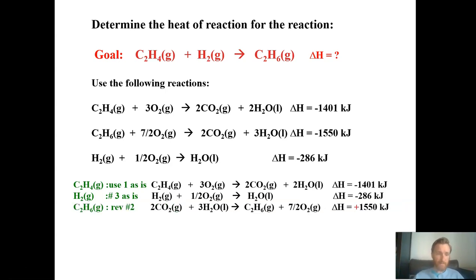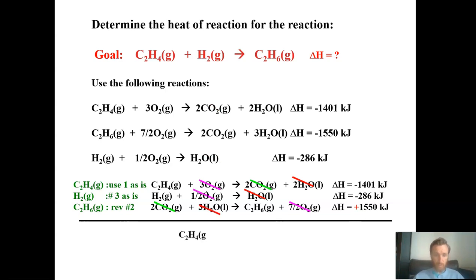And the ethane, we're going to reverse number 2, because we need that ethane on the product side. When we do that, we just need to reverse that sign and make it positive. Coefficients are good. We're going to do our cancelling here. And once we do that, cancelling these things on either side, our 3 waters, we will end up with the following. So this is the reaction that we want, and we get the delta H that we want. So this is how we use Hess's law.